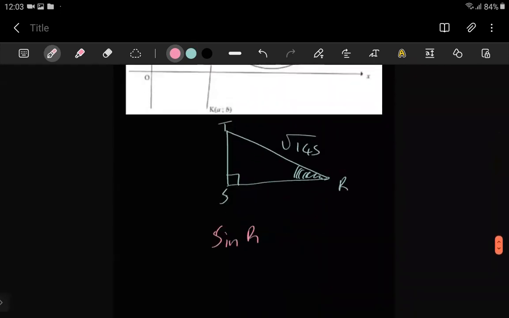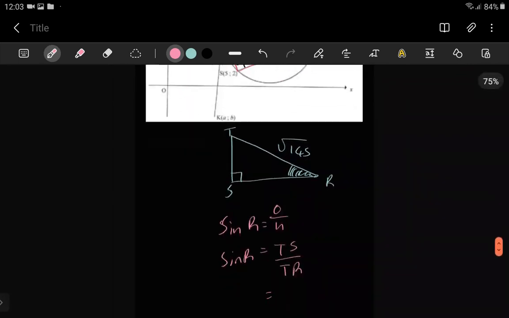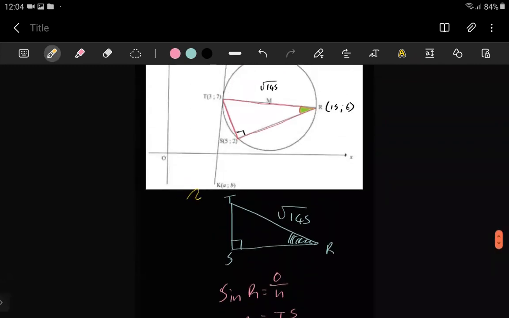Remember, sine r is opposite over hypotenuse. The opposite is TS, the hypotenuse is TR. So we need TS and TR. TR we have, so TS, what can we do to get TS? The length of TS. Yes. Distance formula. Yeah, definitely. We can just use the distance formula.